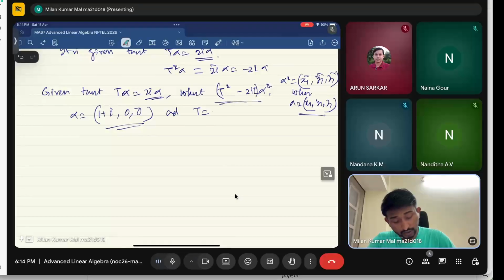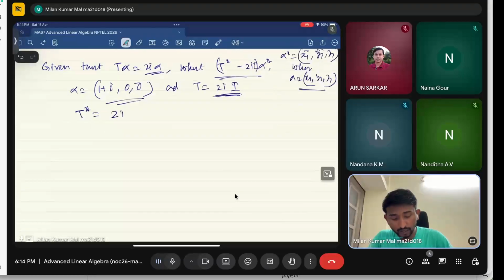So now here if we consider T equals 2i times the identity operator on C^3, then clearly T alpha is equal to 2i times alpha, because T is 2i times identity. There is no problem. But if I consider T star, T star is actually 2i bar times the identity operator, that is equal to minus 2i times identity.